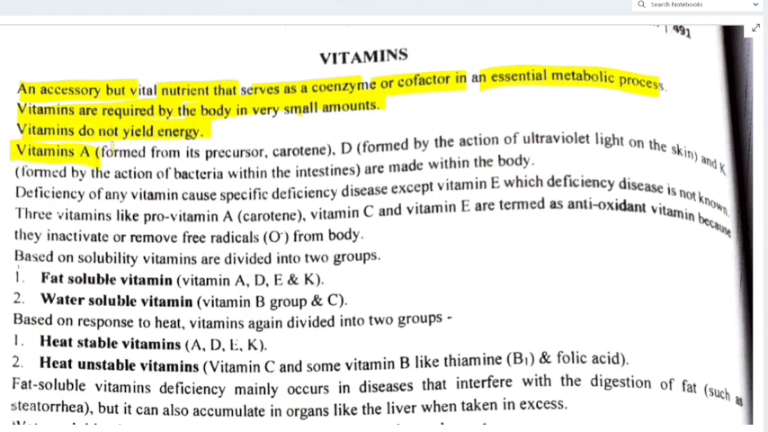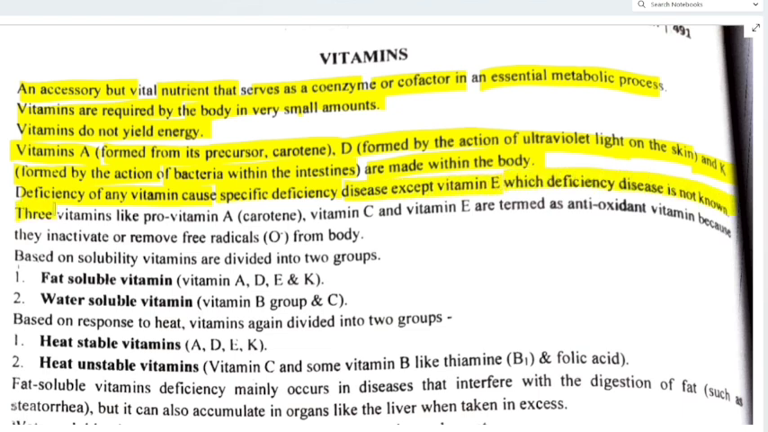Then vitamin A is formed from the precursor, that is carotene. Vitamin D is formed by the action of ultraviolet light on the skin, and vitamin K is formed by the action of bacteria within the intestine. Those are made within the body. Then deficiency of any vitamin causes a specific deficiency disease, except vitamin E, whose deficiency disease is not known.